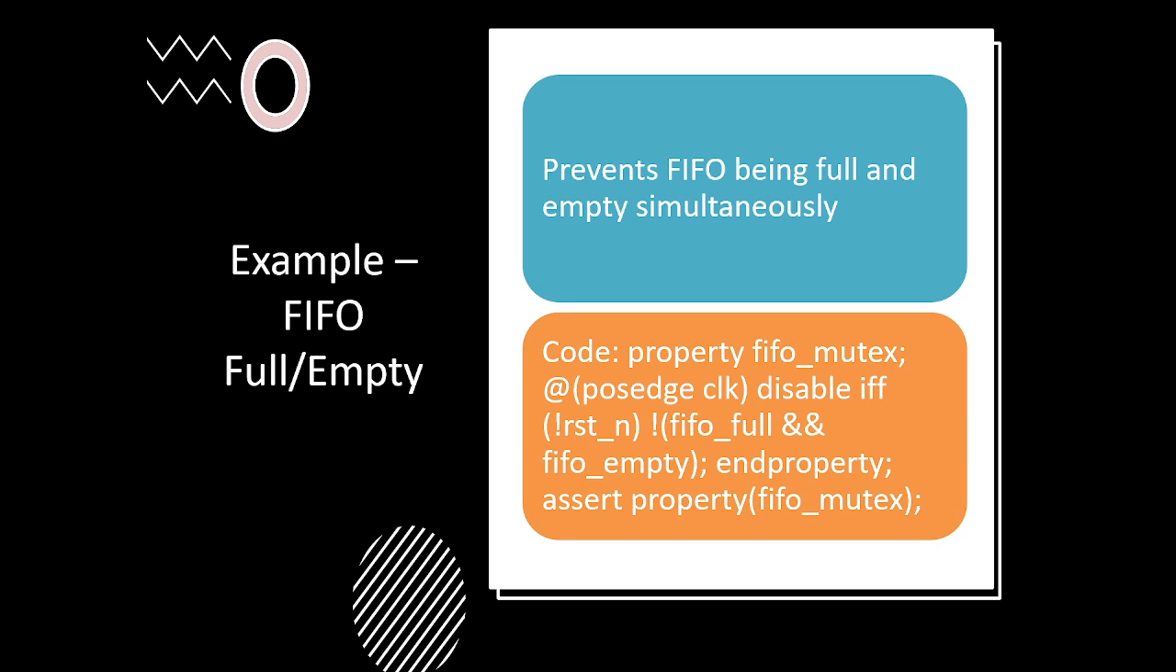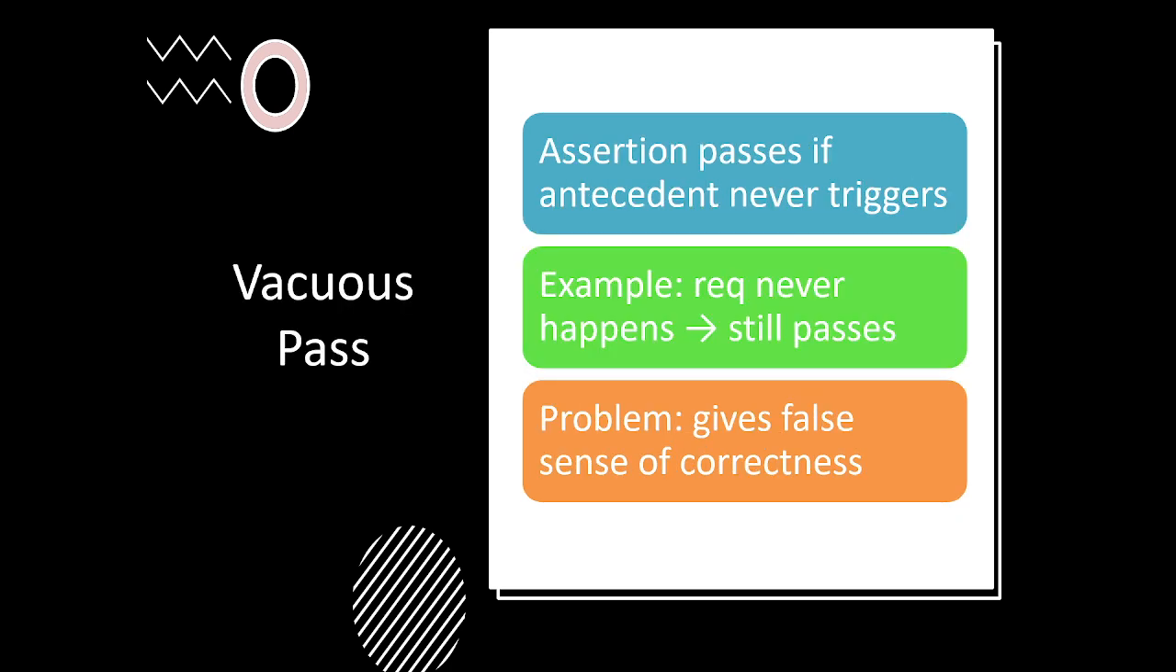The same thing applies here as well. For the FIFO, it prevents the FIFO from being full and empty at the same time, so both can never be true at the same time. This is an enforced mutual exclusion, so only one can happen at a time.